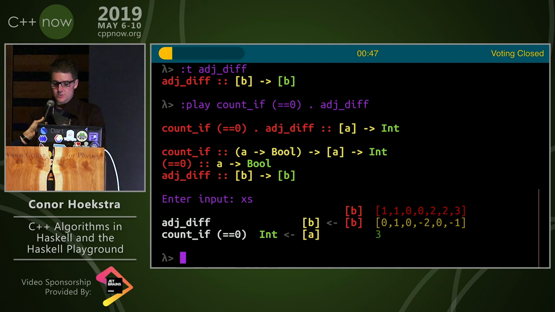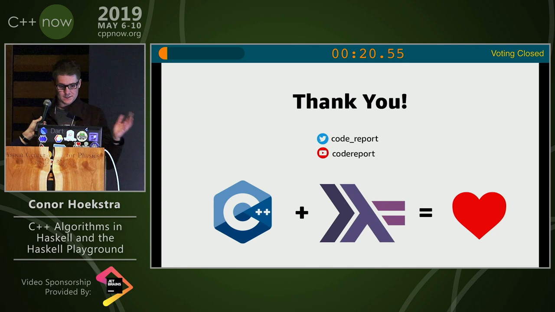So we start with our list of integers, and generically that's a list of b. Then it applies adjacent difference, which is going to give us the difference of each of the adjacent pairs of elements, which is 0, 1, 0, negative 2, 0, 1, negative 1. And that type signature is just from a list of b to a list of b. And then it applies countIf with the predicate equal equal 0, which is basically going to return the number of times we see 0, which is 3 times. And obviously, when you take the difference of two elements, if they're equal to each other, the difference we get is 0. And that's all I have to say. So thank you. And C++ with Haskell equals heart.